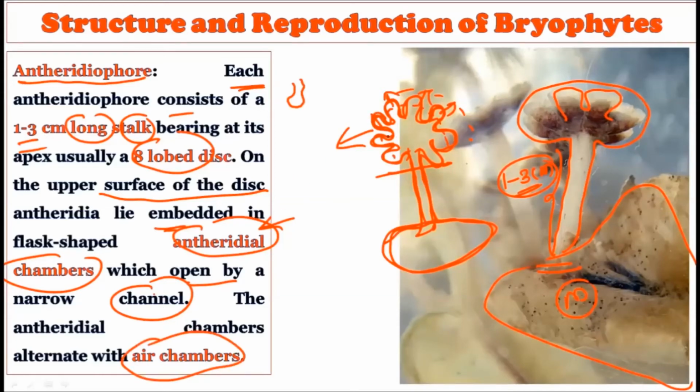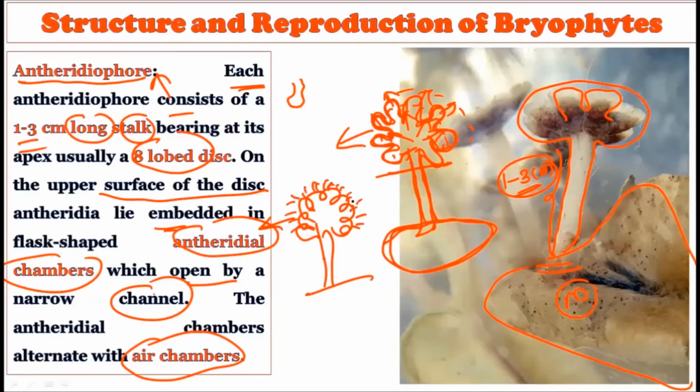These antheridial chambers alternate with the air chambers. Here we have the air chambers like this. So antheridial chambers are alternating with the air chambers. So basically, how should you define the antheridiophore? The antheridiophore shows the presence of the stalk and the 8-lobe disc, and it alternates with the air chamber, and it forms the opening at the upper side through which the spores will come out.